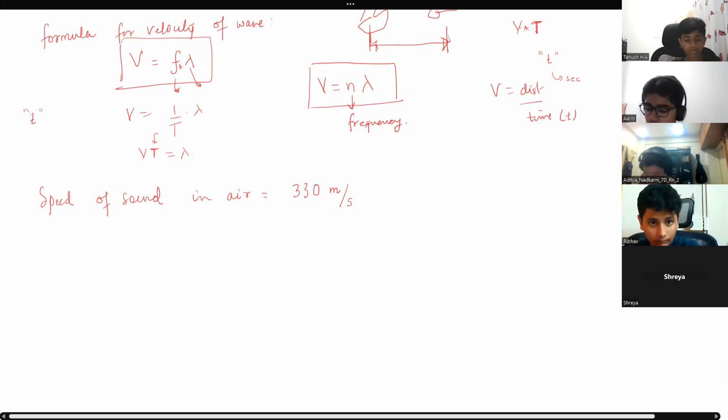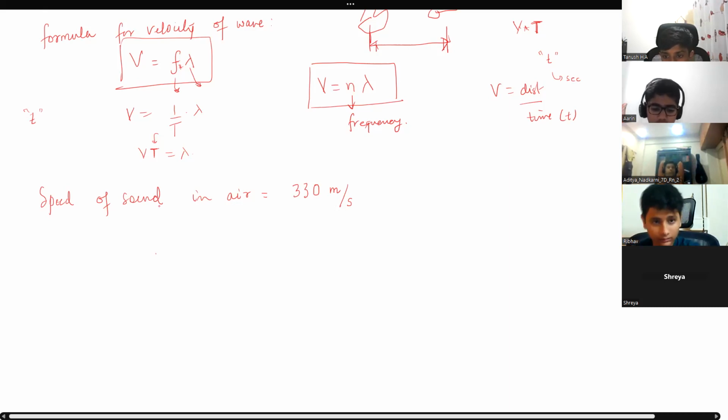For ICSE guys, you need equations and all. I will take separately for you. The dependence of speed of sound with the pressure, density, and all that stuff, I'll teach you separately, Ranveer and others.